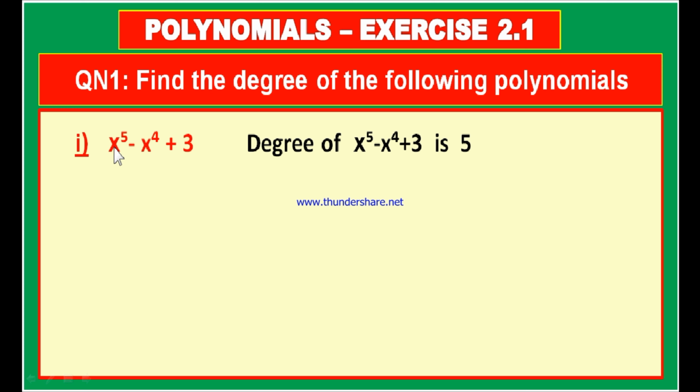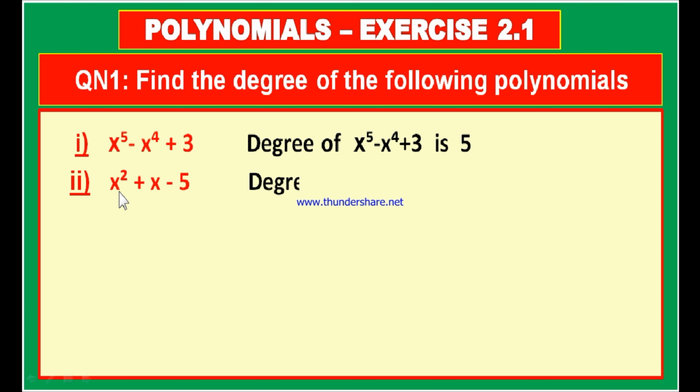Therefore, what is the highest exponent? What is the largest exponent among 5, 4 and 0? Good, that is 5 only. Therefore, degree of the given polynomial x power 5 minus x power 4 plus 3 is 5. Therefore, degree is nothing but the highest exponent of all the given terms. Okay. Now look at the second bit.